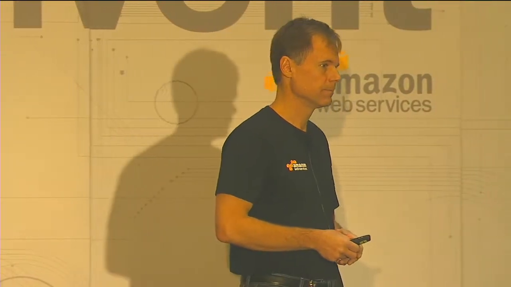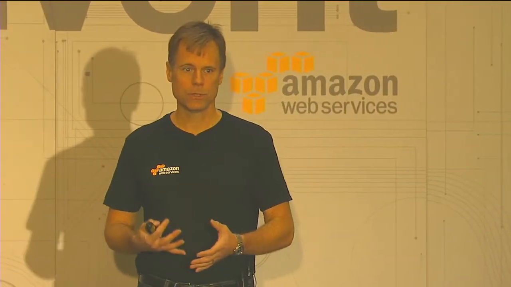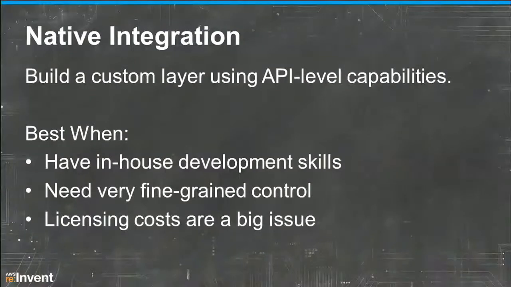We'll start with native integration. And as it sounds, this is essentially build it yourself from scratch. This is the do-it-yourself model. And as I said earlier, all of the AWS services are first and foremost available as a set of API calls and associated software development kits. So it's a perfectly viable option to be able to build a custom orchestration layer that fits exactly what your organization needs. Maybe you have the in-house development skills to do something like this. Maybe you need very fine-grained control over every service that AWS has to offer and all the capabilities of all those services. Maybe licensing costs are a big issue for you, and you don't want to have to pay your tools vendor to take it to the next level.